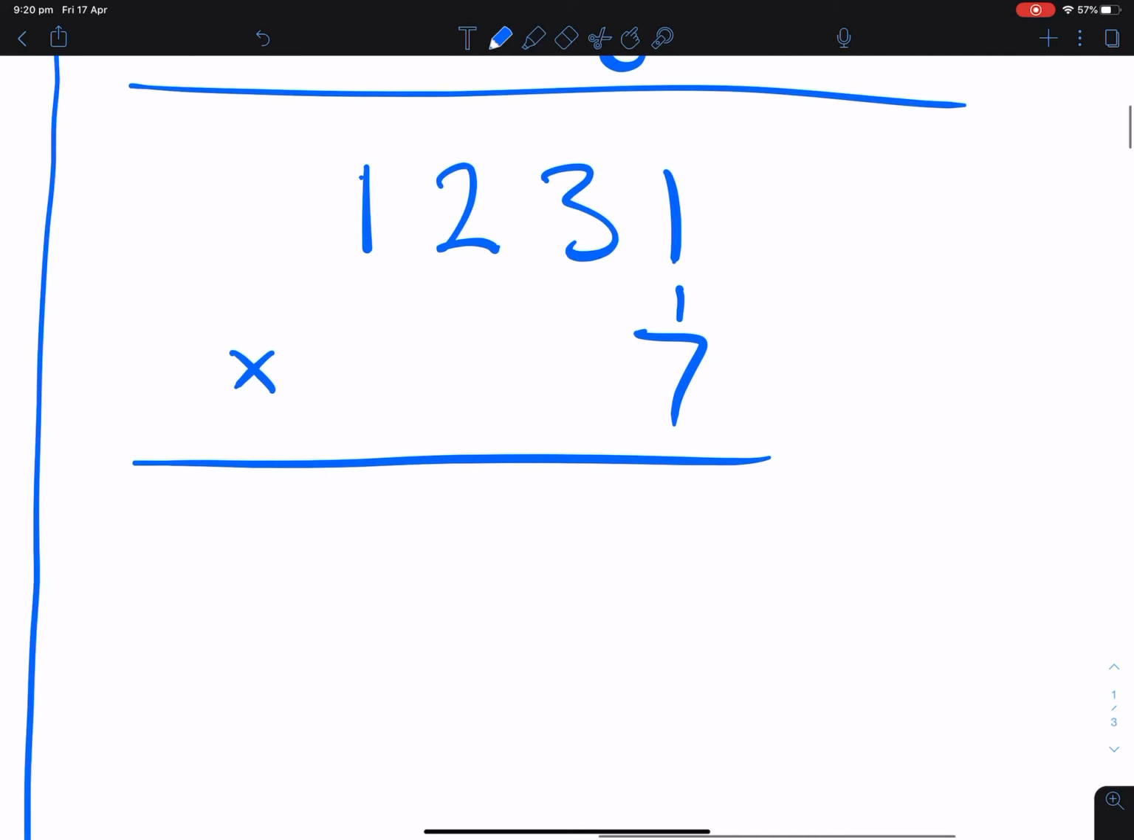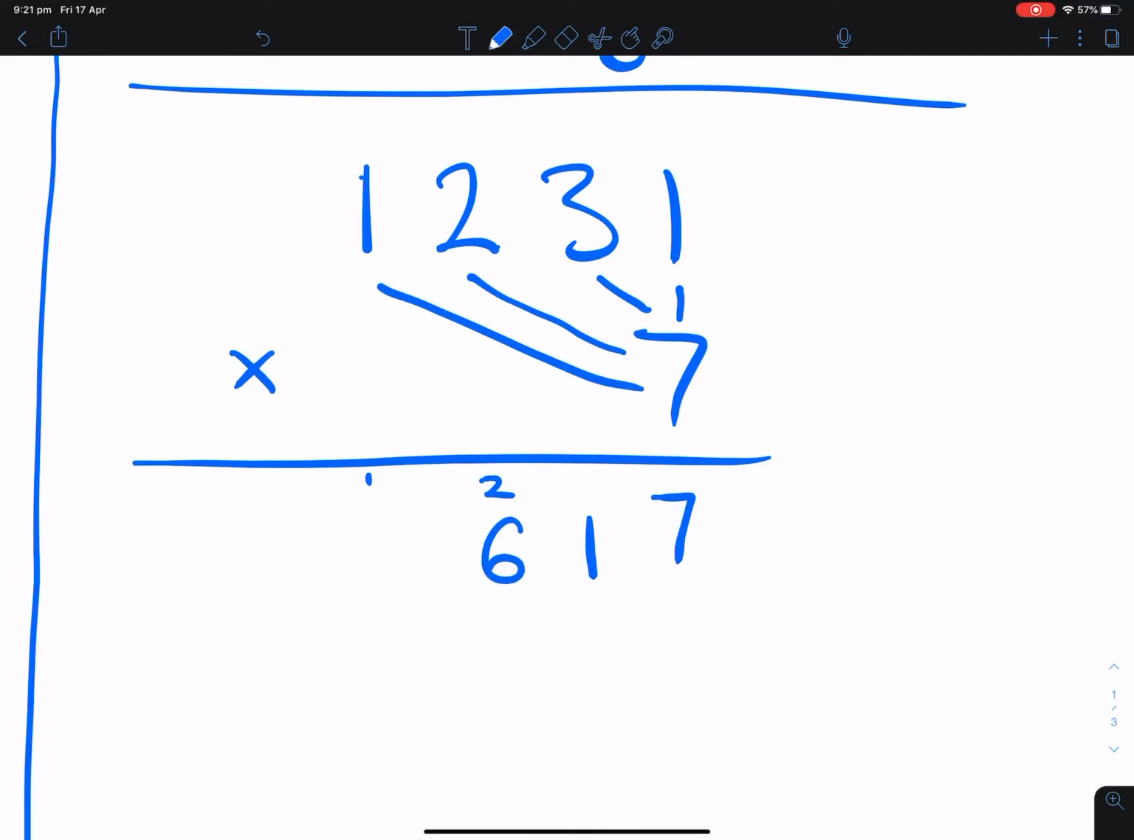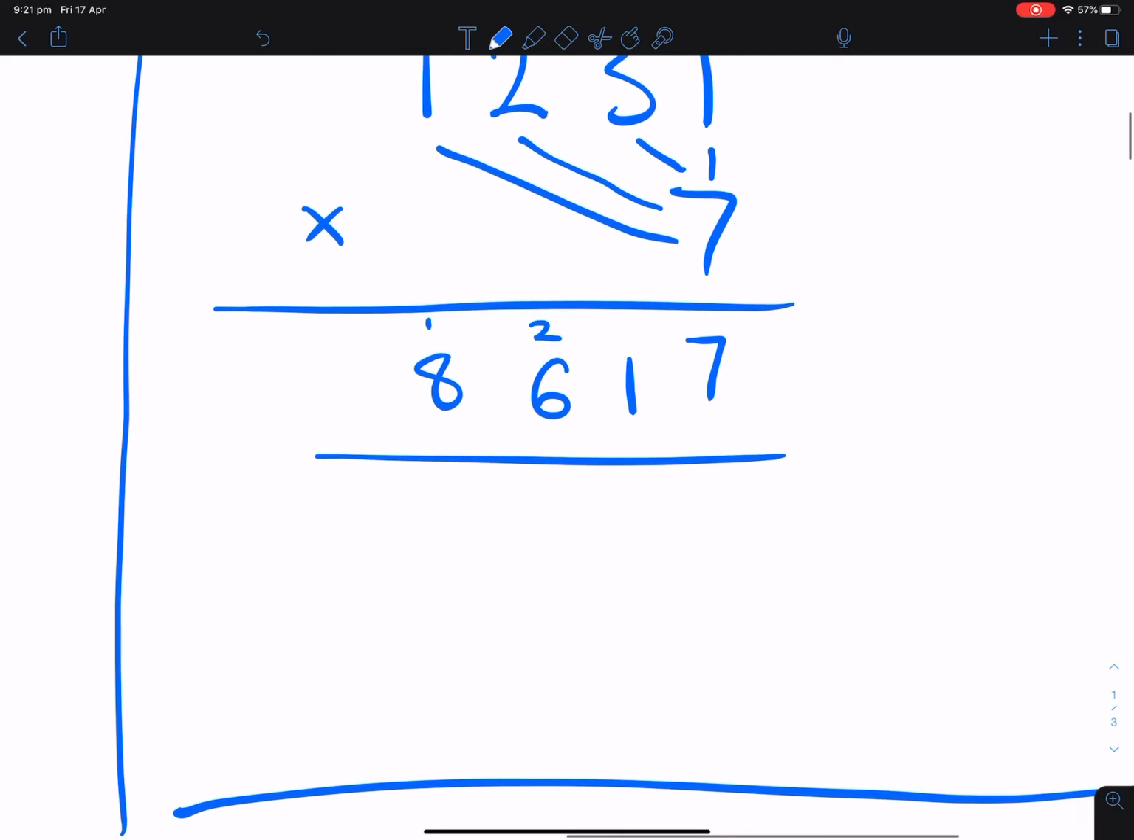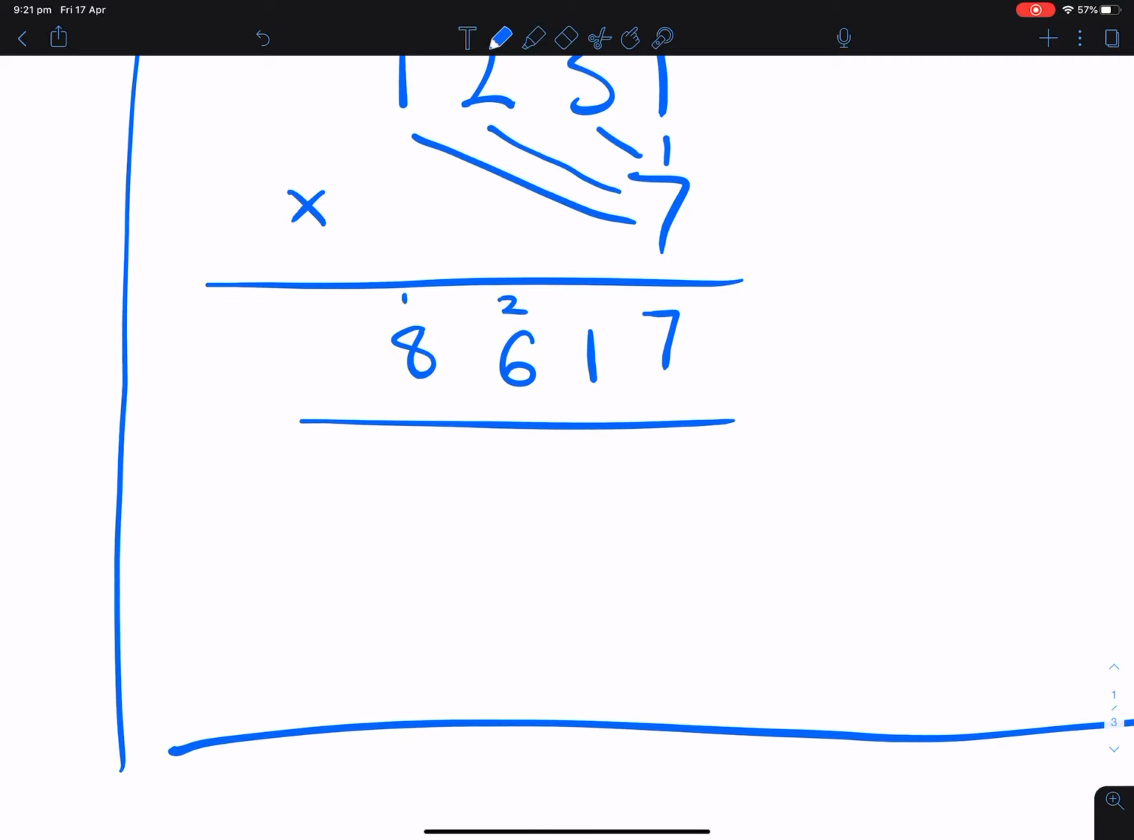So 7 times 1 makes 7. 7 times 3 is 21. 7 times 2 is 14, plus the 2 I saved earlier, so that makes 16. 7 times 1 is 7, plus the 1 I saved earlier, that makes 8. So what we're left with is 8617.